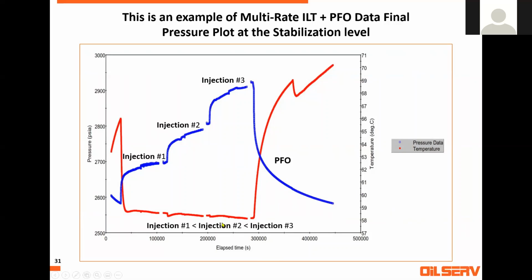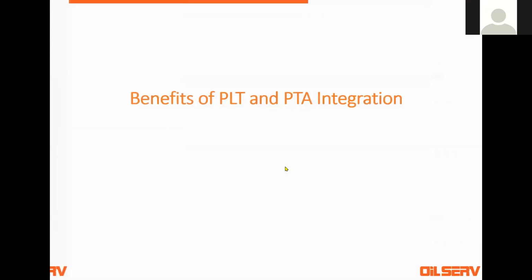Okay, so injection 3 is bigger than injection 2, which is bigger than injection 1. You can see that from the pressure increase. This is what's called multi-rate ILT with pressure fall off. The gaps are because the engineer changed to depth recording with the PLT. Okay, so we'll stop here, the benefit.